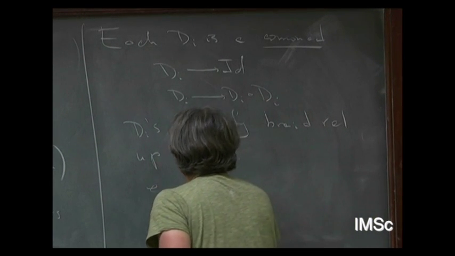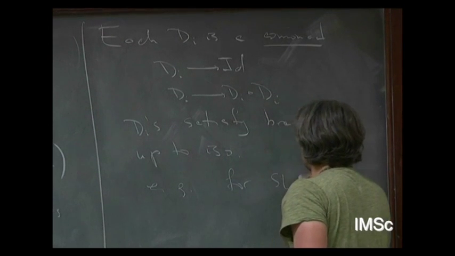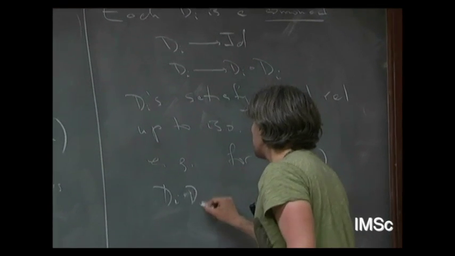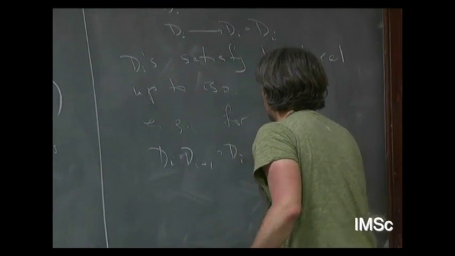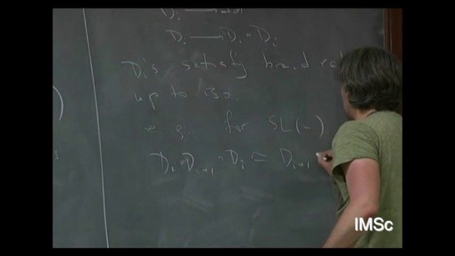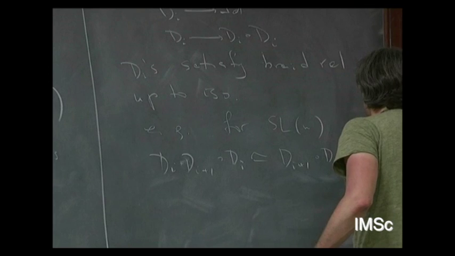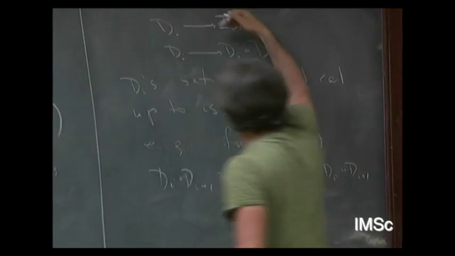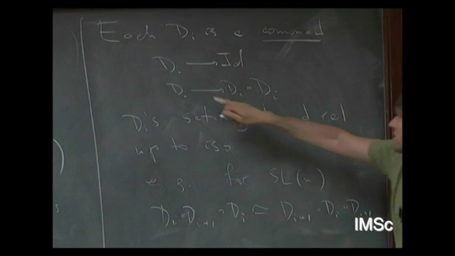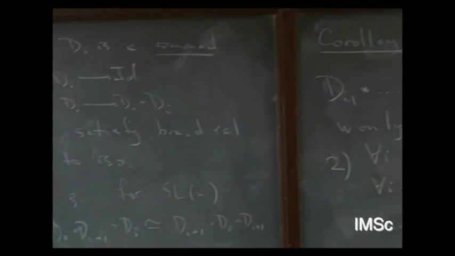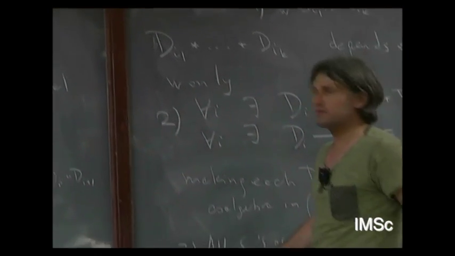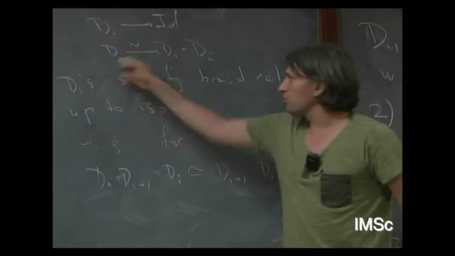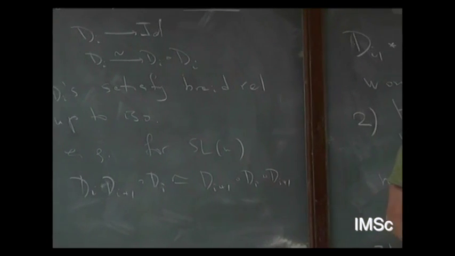So, for example, for SL_N, we have delta i. And now it's composition of functors. Delta i+1 delta i delta i+1 is isomorphic to delta i delta i+1 delta i. So such a collection of data... a collection of comonads actually, since that was an isomorphism, this map is an isomorphism. So the comonad structure is given by, so it's kind of a coprojector.